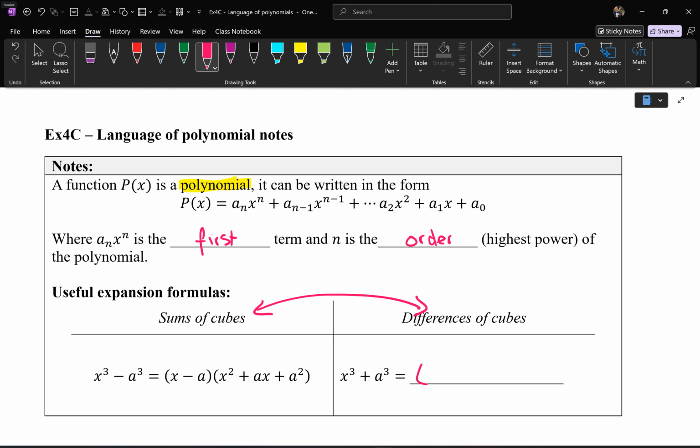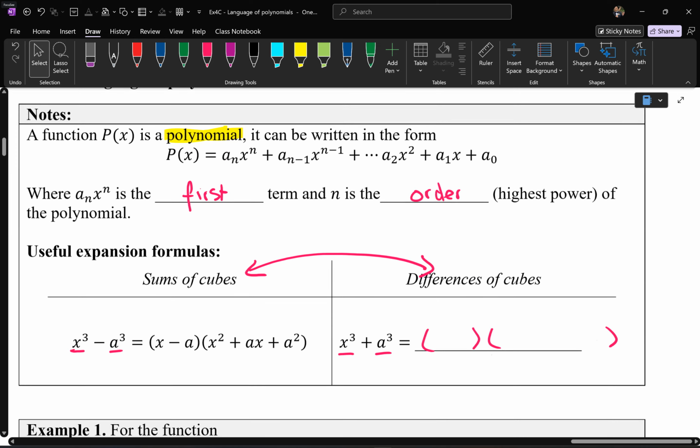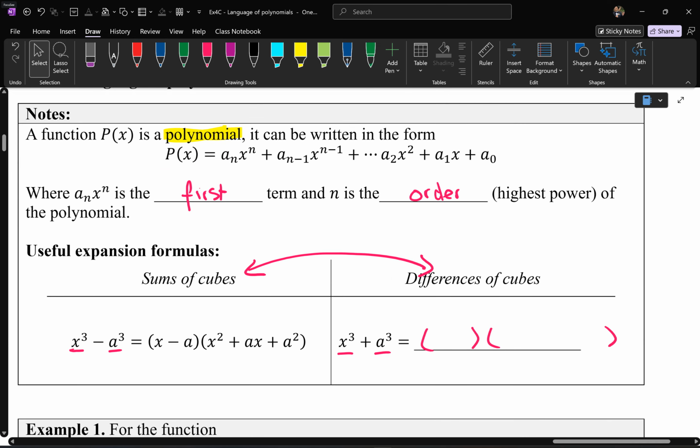Does anyone remember what the sum is? What's the difference? Because it's similar. If you know one, then you know the other. Anyone remember? So one is x cubed minus a cubed, and the other one is x cubed plus a cubed. Do you know the formula for the sums of cubes?